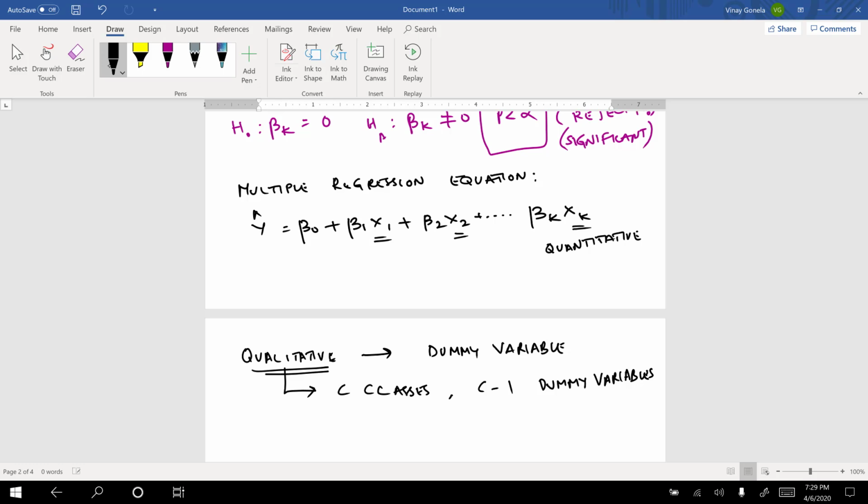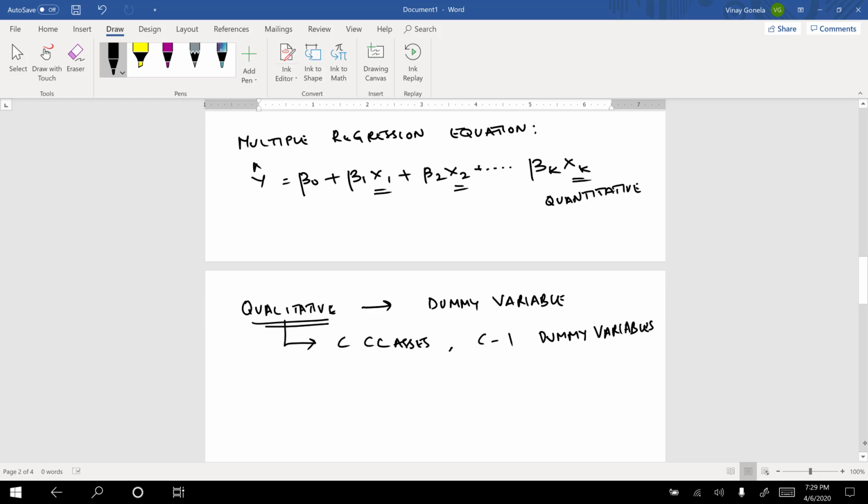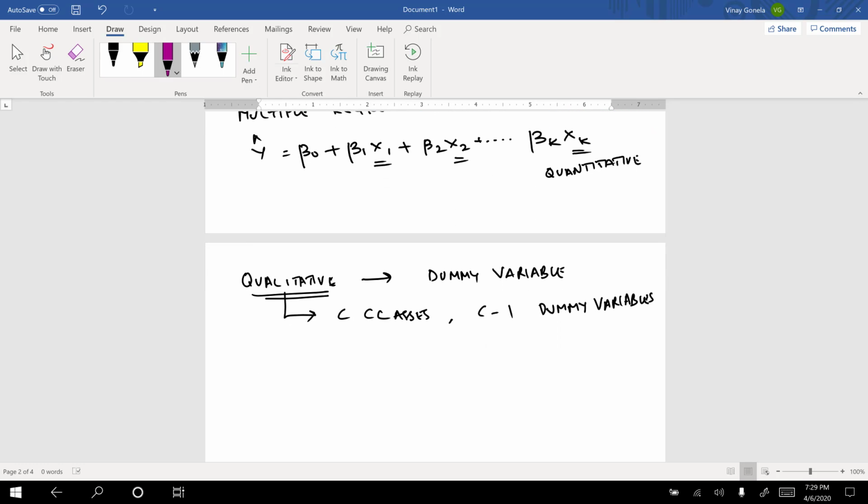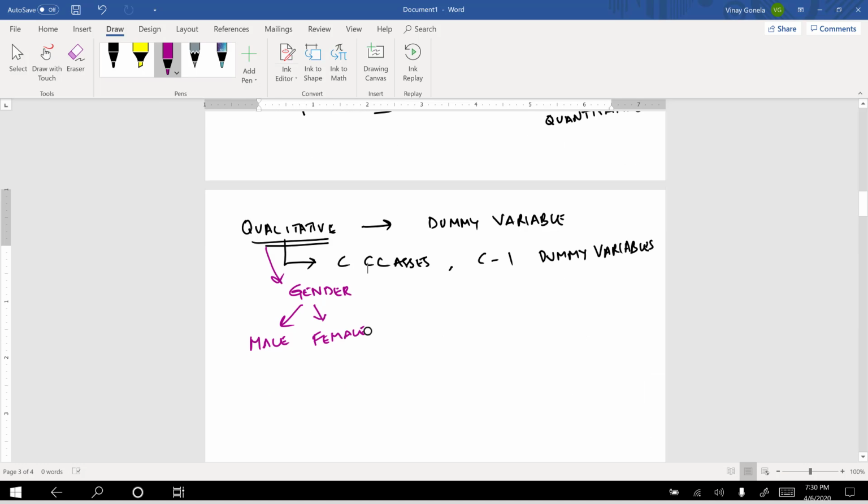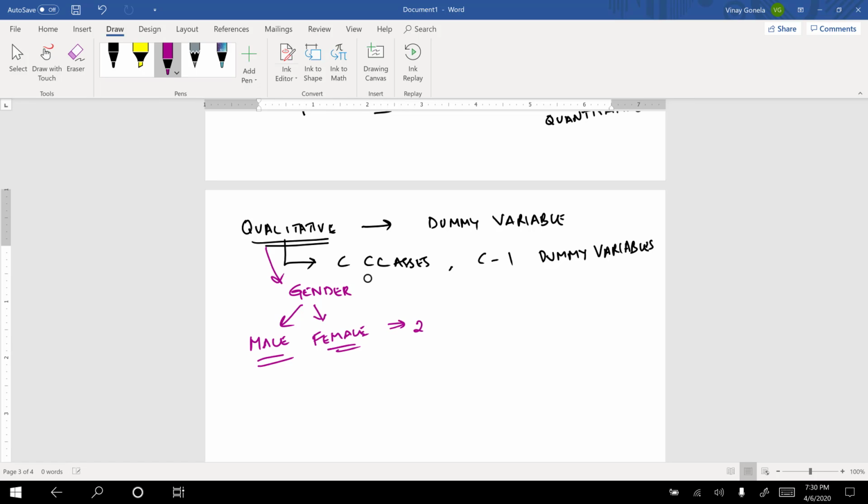So what I am saying is, think about gender. This is a qualitative variable. So gender is male, female. In this case, because I have two classes, I will be introducing 2 minus 1, that is 1 dummy variable.